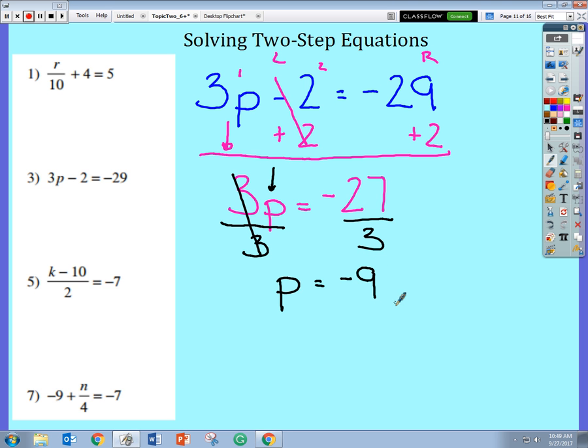And again, the way to check this is to substitute it back into the equation. Negative 9 times 3 gives me negative 27. Negative 27 minus 2, so I'm at negative 27, it just drops 2 more degrees. We're now at negative 29.